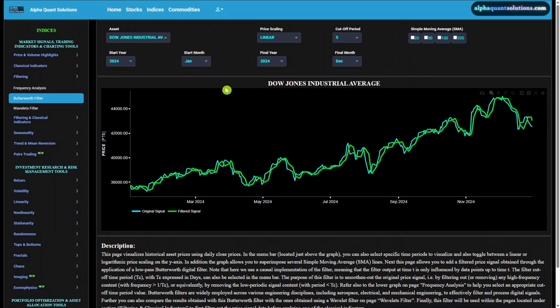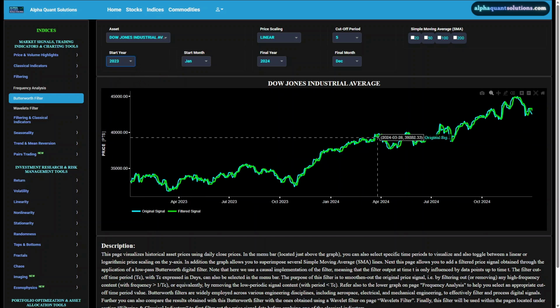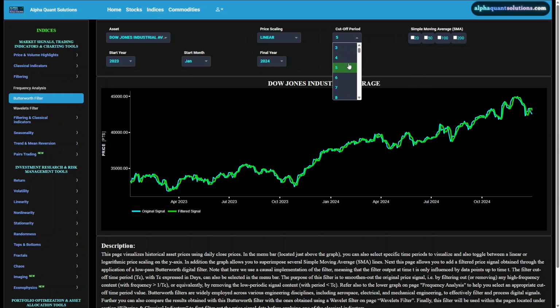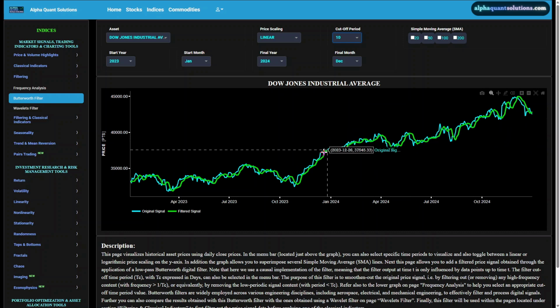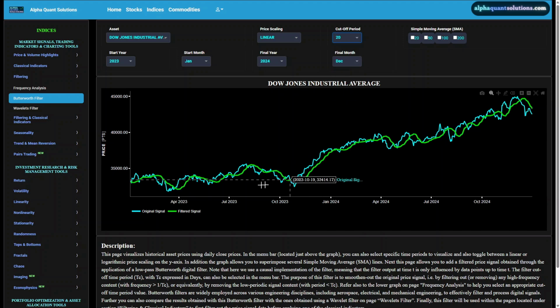We can also do a few other experiments. Let's take the Dow Jones from 2023 onwards until the end of 2024. With a 5-day cutoff period, we have removed the high frequency content, but we could also increase the period to, let's say, 10 days. And you see it's getting smoother. So we start removing a bit more of the mid frequency content. And if we try, let's say, 20 days, this is what you get.